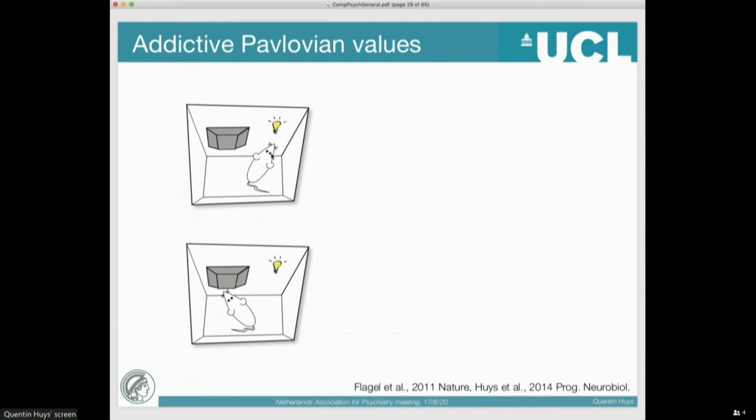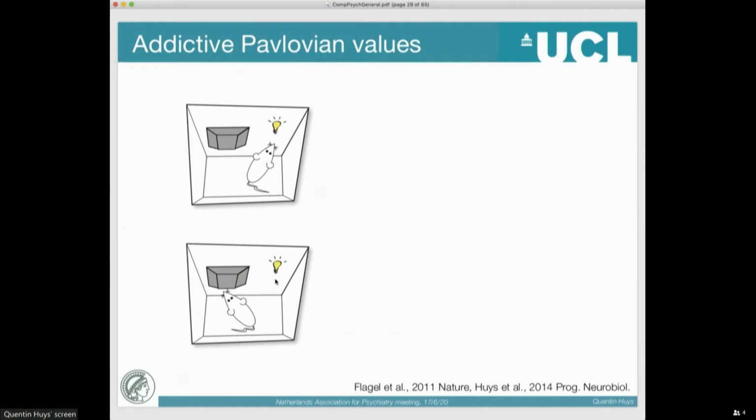So here's a rat that sees a light, which is followed after a few moments by a pellet being delivered over here in the goal box. Can you see my pointer? I hope you can see my pointer. And some rats in the top here will come to go to the light and hang out by the light until they hear the pellet drop in the box. Whereas other rats here at the bottom, they will see the light and go straight to the goal box.